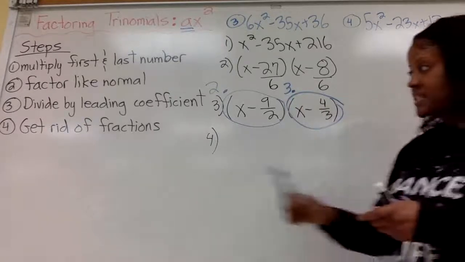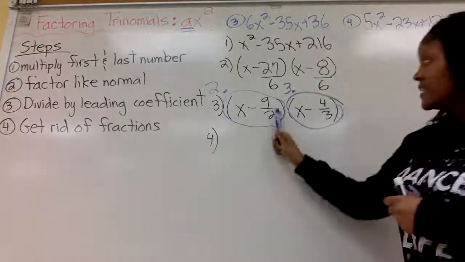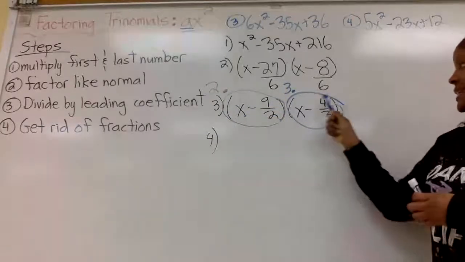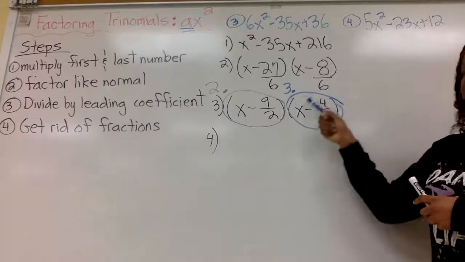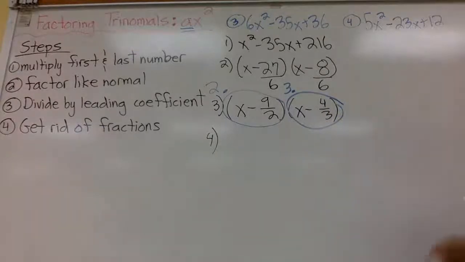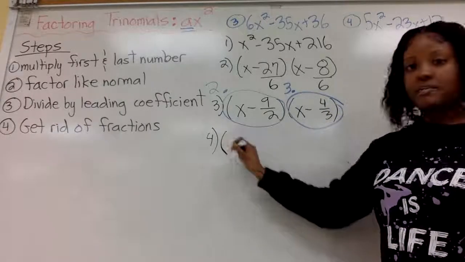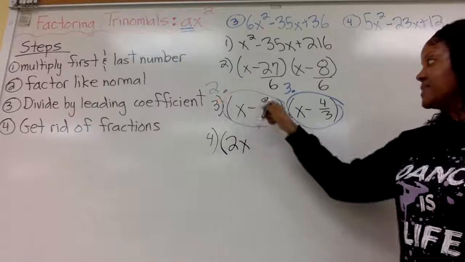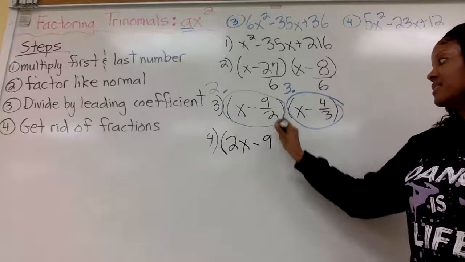So we're on the last step that says get rid of fractions. This one needs to be multiplied by 2, so we'll go through and distribute. This one needs to be multiplied by 3, so we're going to go through and distribute there as well. So that's going to give me 2 times x is 2x. And 2 times -9/2 is -9.